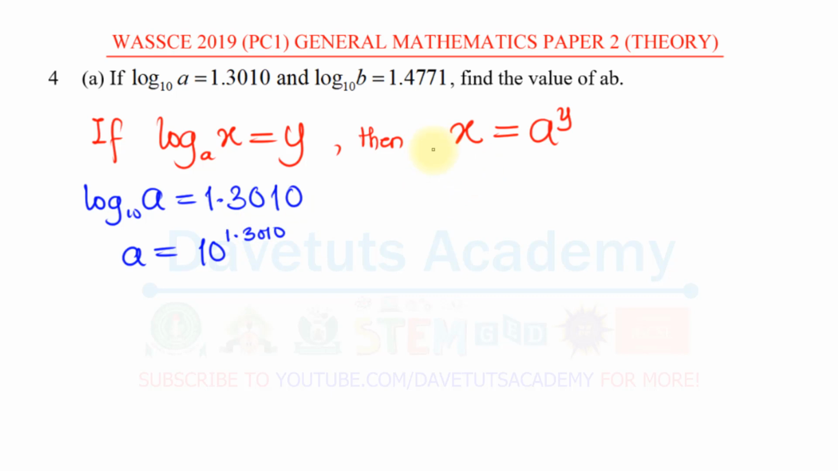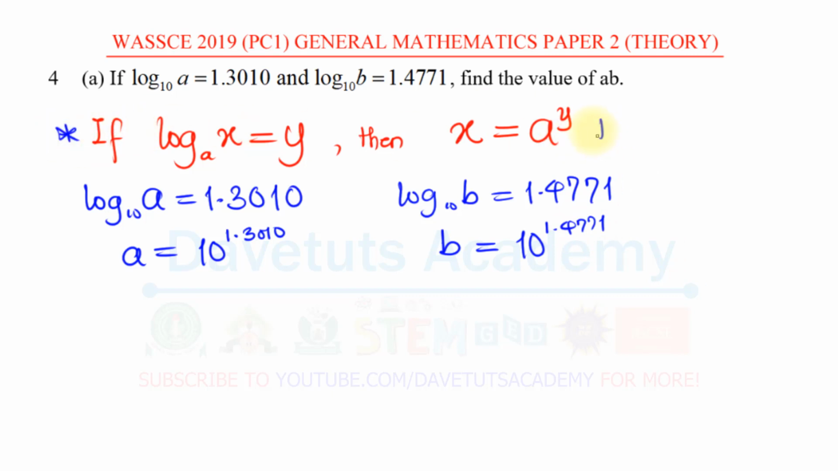Then A will be 10 raised to the power 1.3010. And in the same case, log to base 10 of B was given as 1.4771. Then B will be 10 raised to the power 1.4771. You need to understand the concept of this logarithmic transformation to exponents, okay, so that you'll be able to apply this to solve questions in this format.